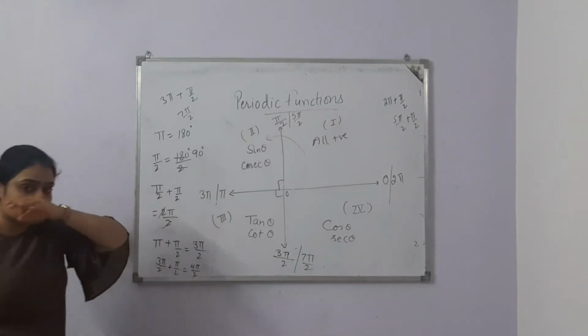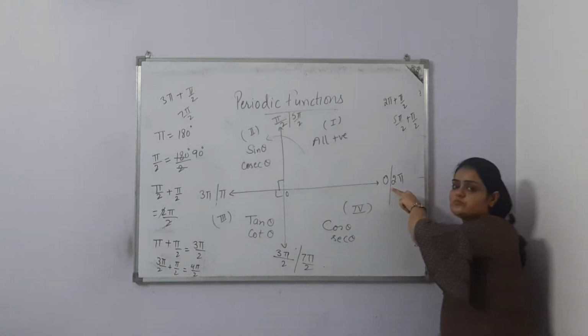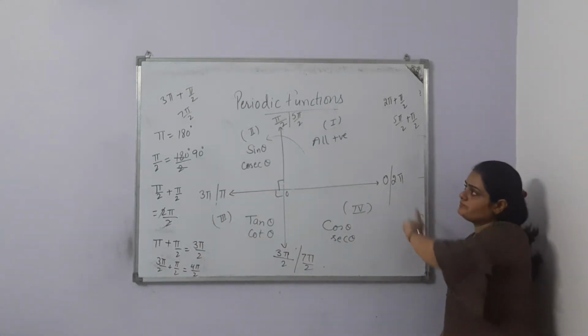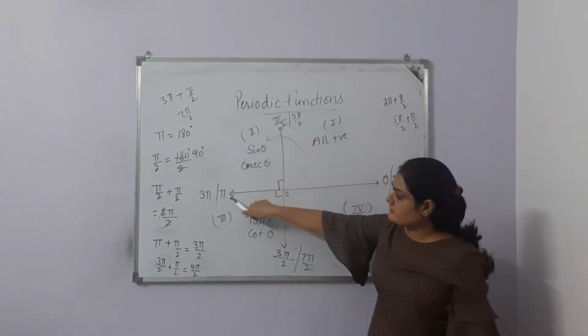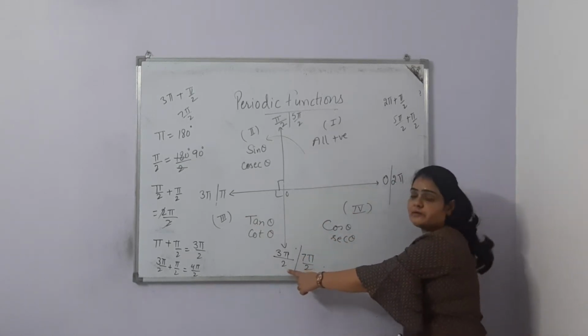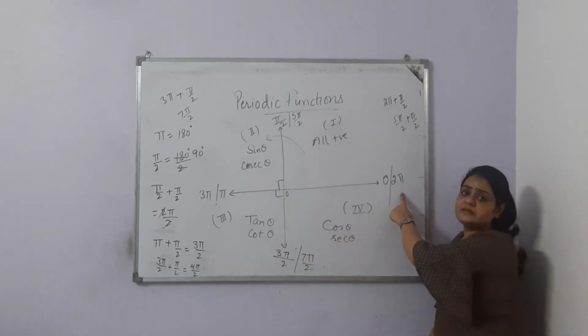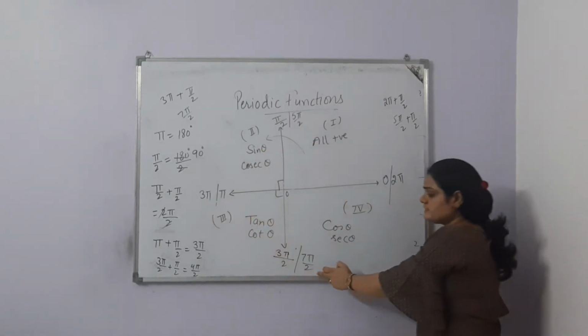So, what you are getting here is that on the positive x-axis, the angle is 0. Positive y-axis, the angle is pi by 2. Then negative x-axis, the angle is pi. Negative y-axis, the angle is 3 pi by 2. Then again we are getting 2 pi. Here 5 pi by 2, 3 pi, 7 pi by 2.